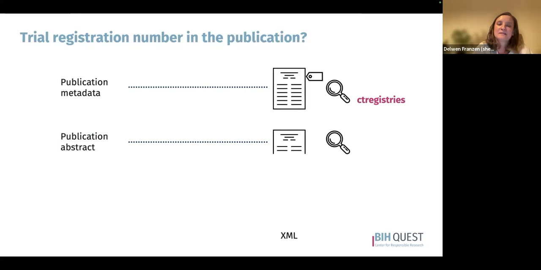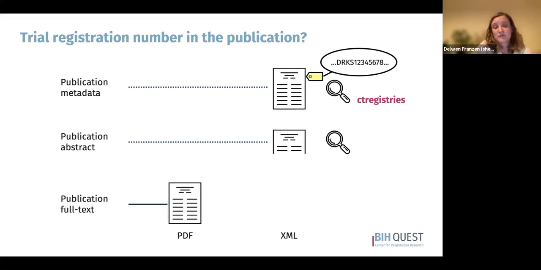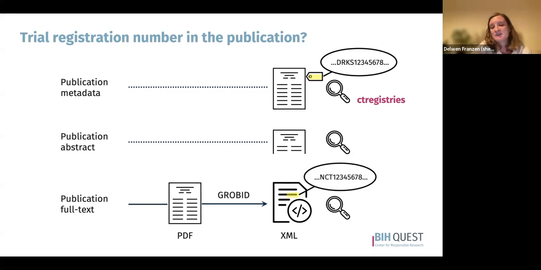Here you can see a little schematic of this. We had publication metadata and the publication abstract, and here we just ran the tool and could find, for example, a trial registration number in the metadata. But we also had to do this in the publication full text, and we only had the PDF. For this, we had to do an additional step of converting a PDF, which is not really machine readable, to a machine readable format. So this was yet another step that we had to do, and then only then could we use our tool and search for the identifiers. So as you see, a bit more of a convoluted process.